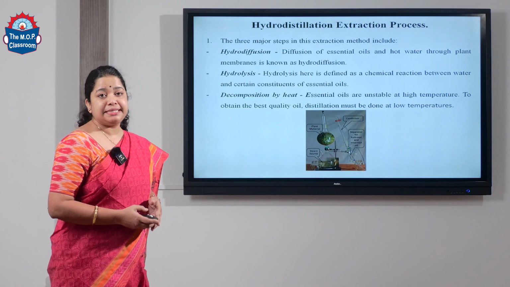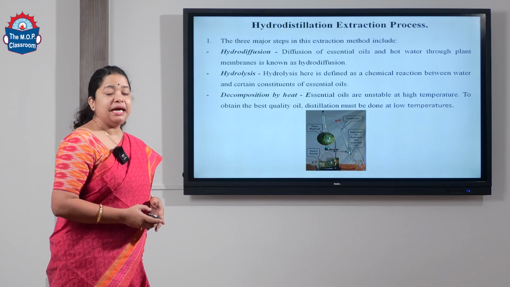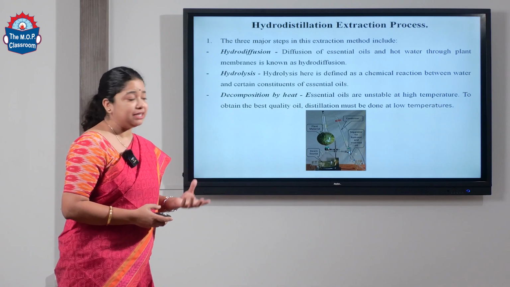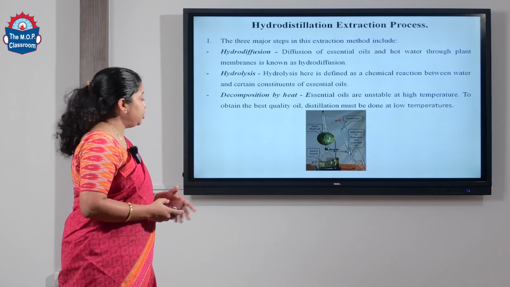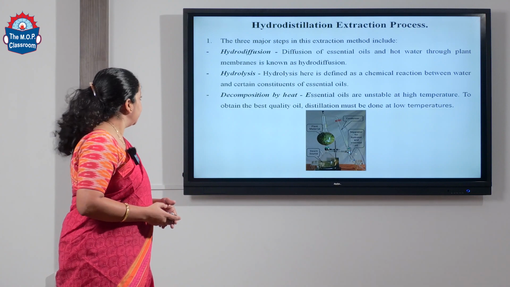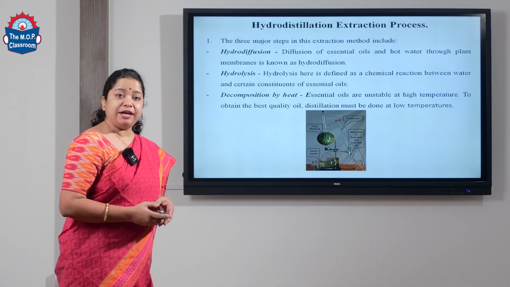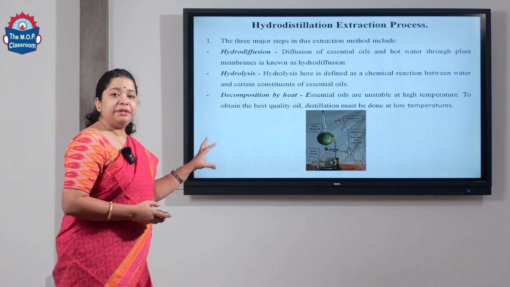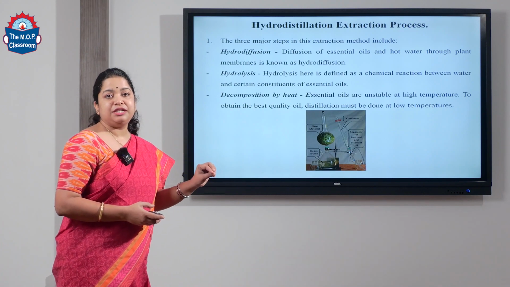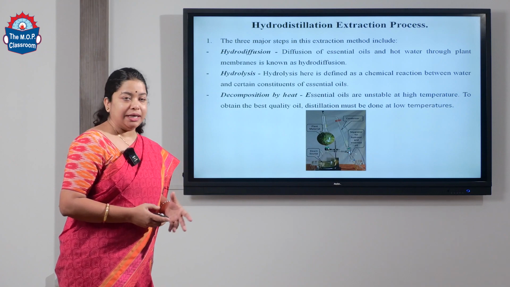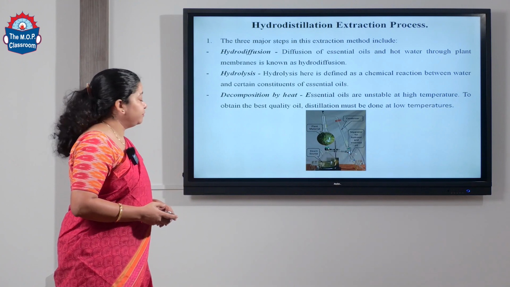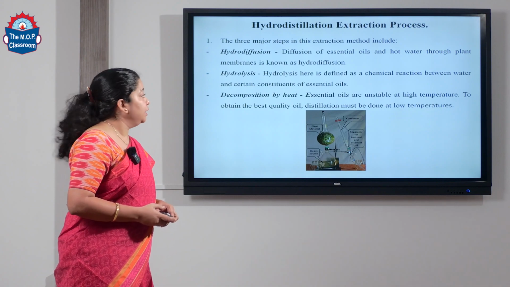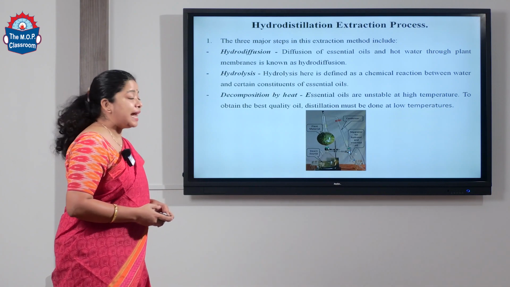Starting with the hydrodistillation extraction process. Now the hydrodistillation extraction process essentially uses different physiochemical aspects, like the major steps in the extraction process. They include hydrodiffusion, hydrolysis, and decomposition by heat. Now, this is the basic principle on which the hydrodistillation extraction process works. So the first thing, hydrodiffusion, means diffusion of essential oils and hot water through the plant membrane.